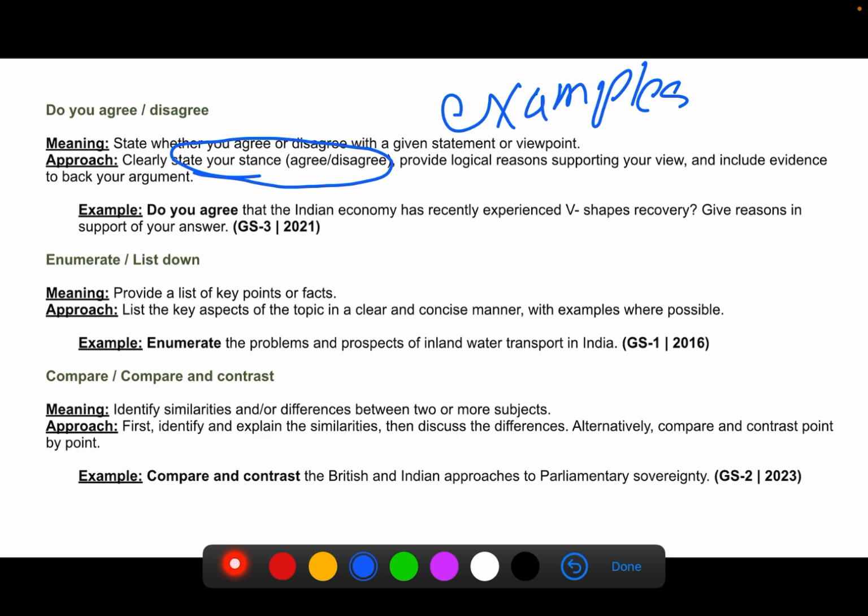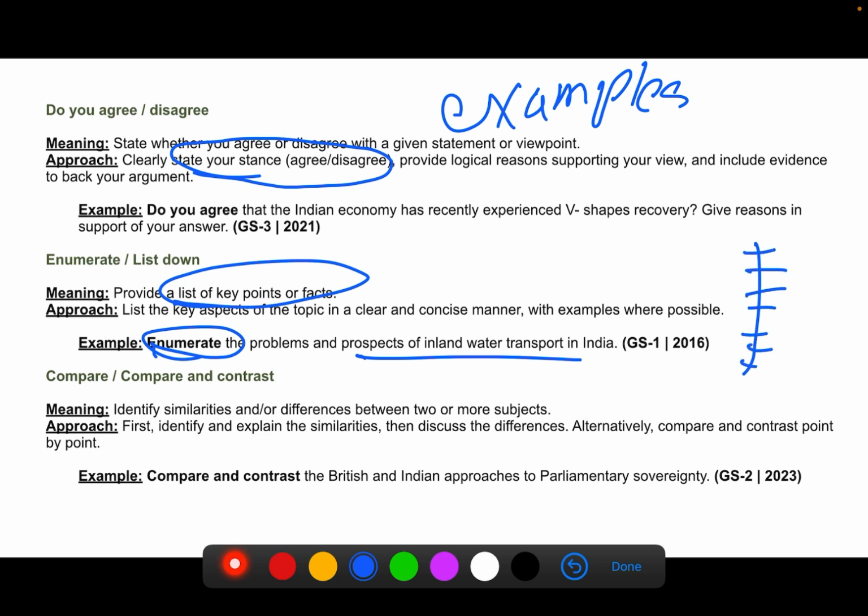Next, the coming directives are more or less self-explanatory. Enumerate or list down essentially means providing key aspects or details in a logical fashion, such as the important elements in the periodic table, the important aspects of the Indian Constitution, or the problems and prospects of inland water transport. It means providing a list of important aspects in a logical fashion. This is the important aspect of enumerate.